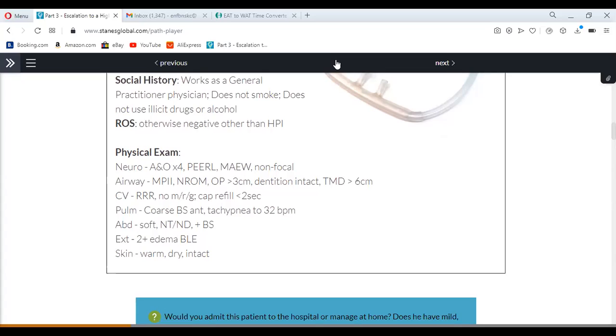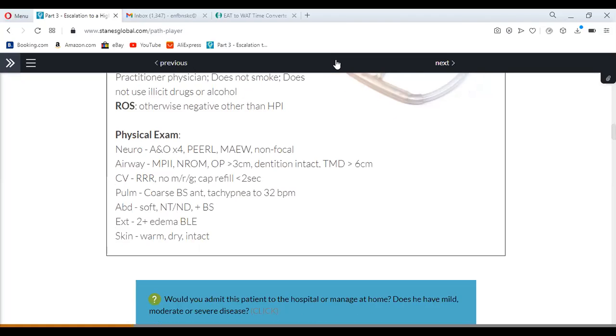And he has mouth opening that's oropharyngeal. The mouth opening is greater than 3 centimeters. Dentition was intact. Thyromental distance greater than 6 centimeters. In the cardiovascular system, he has a regular rate and rhythm, the pulse. The heart sounds reveal no murmur, and there are no rubs or gallop rhythm. Capillary refill is normal, less than 2 seconds.